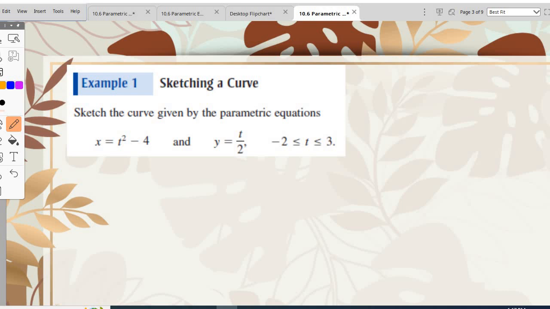So, here we have a parametric equation. It gives us x equals t squared minus 4 and y equals t divided by 2. It specifically tells us that we're looking at negative 2 to 3 for our t values. And it wants us to sketch a curve. So what do we want to do to sketch a curve? What do we tend to make?